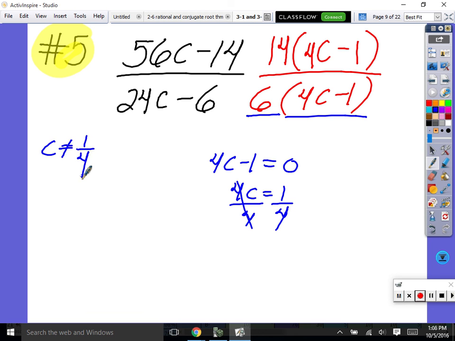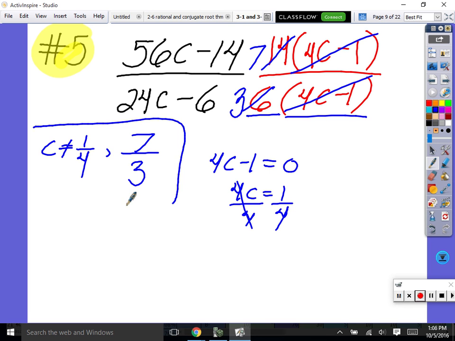And now we can divide out exact factors. 14 over 6, don't they both divide by 2? 7/3. Those divide out to be 1, correct? 7 times 1 is 7. 3 times 1 is 3. So our answer is 7/3 for any value except we can't have c equal to 1/4 because it would be undefined. Questions?